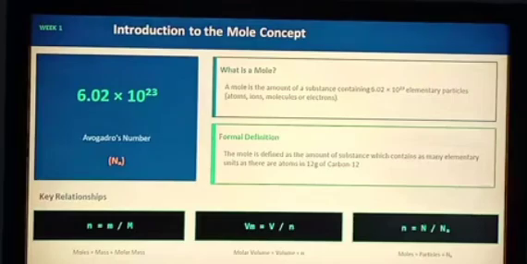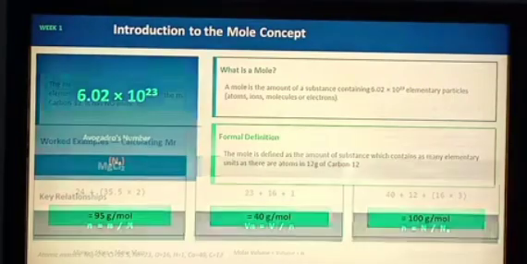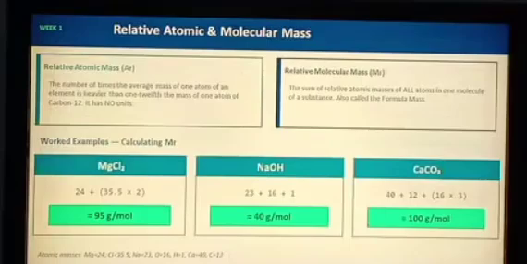Alright, now having looked at that, still moving forward. Now we have what we call relative atomic and molecular mass, as you can see on the screen. What is relative atomic mass? It is the number of times the average mass of 1 atom of an element is heavier than 1/12 the mass of 1 atom of carbon-12. It has no units. Now, hold on, let's explain this.